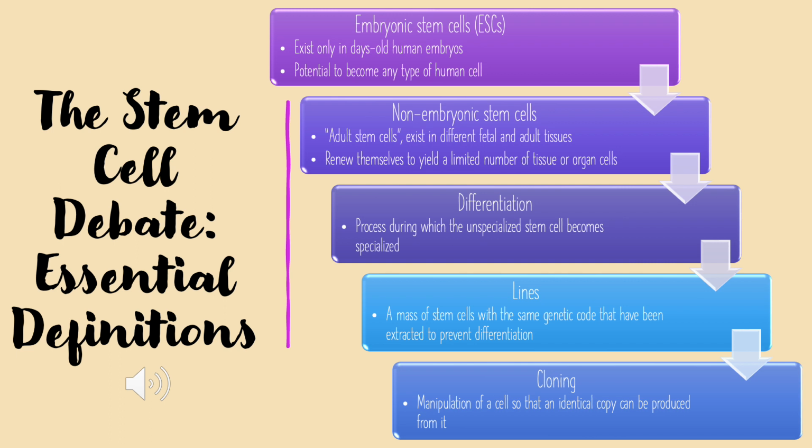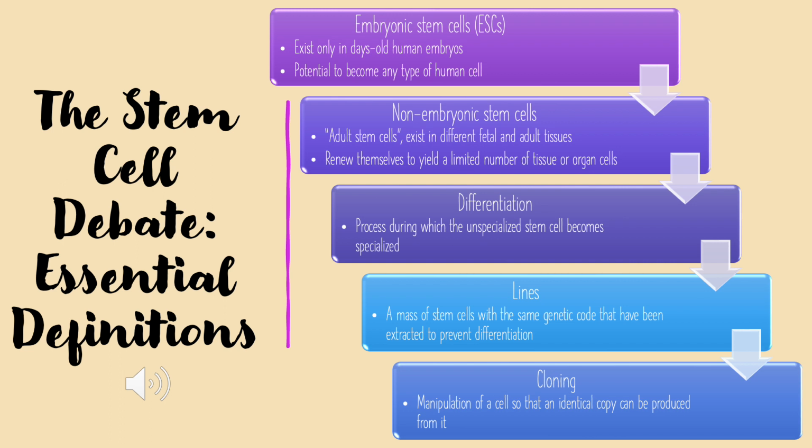So the adult stem cells can renew themselves to yield a limited number of cell types of tissue or organ. So they can only renew themselves so many times, and they're going to be related to a specific tissue or organ. So in other words, if you have liver stem cells, you're going to get liver cells. You're not going to get brain cells, whereas if you had embryonic cells, you may get liver, you may get brain. The differentiation, you're going to hear this term. Differentiation is the process during which unspecialized stem cells become specialized. So differentiation is when these stem cells become a specific type of human cell.